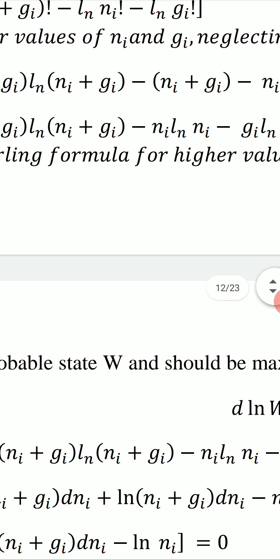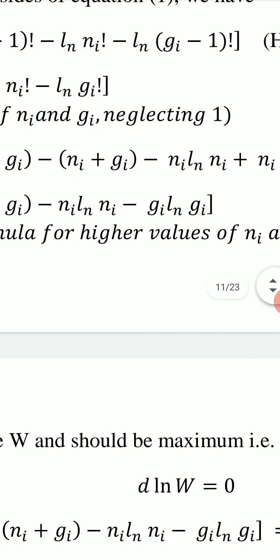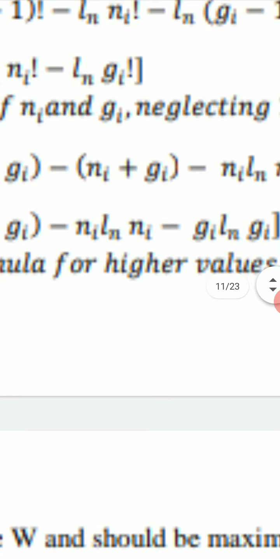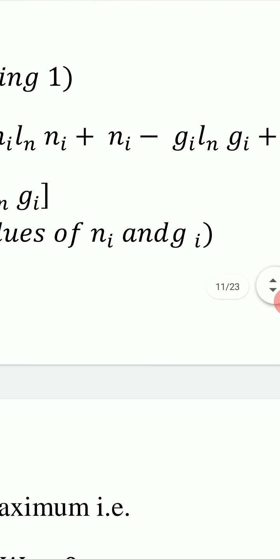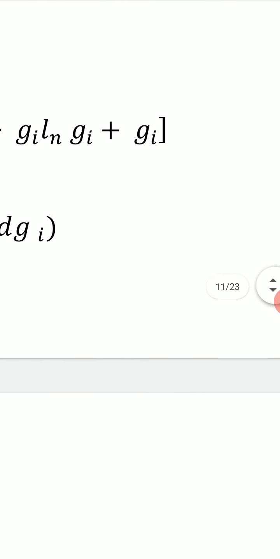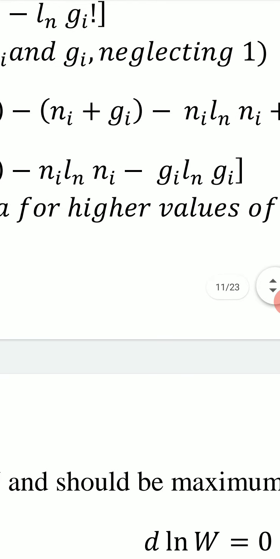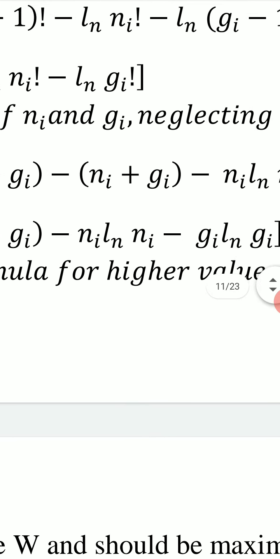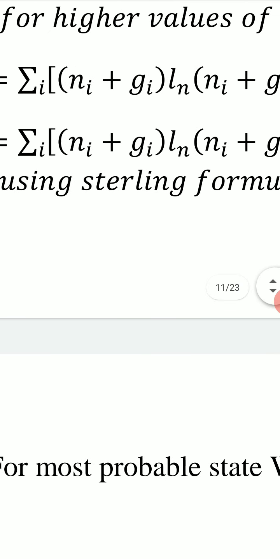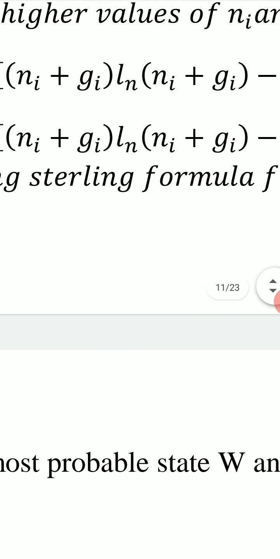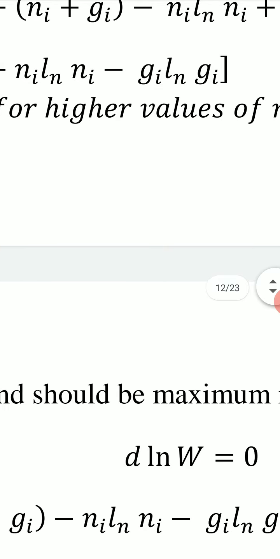Now we have these two terms, minus ni minus gi here, and here we have plus ni and plus gi. So this plus ni and plus gi is cancelled by this minus ni and minus gi, and the remaining terms are summation I ni plus gi log ni plus gi minus ni log ni minus gi log gi.